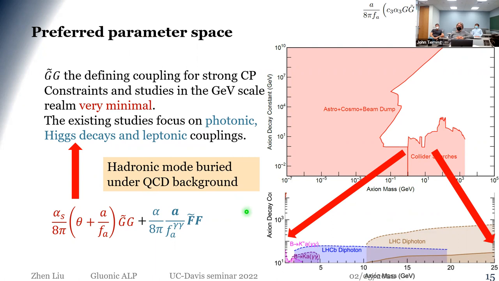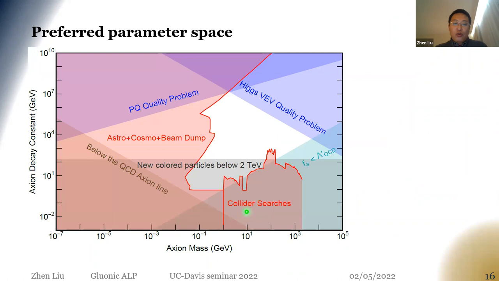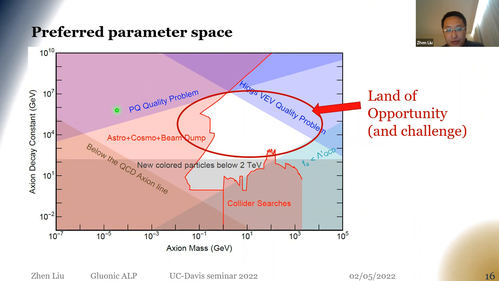We motivated the region. We made a connection to the strong CP puzzle. We even tried to make a connection to the quality problem, but it seems impossible to search, and the current searches are all very ineffective. So we identify again this land of theory opportunities shrinking to this land of particle physics search opportunities and challenges, and we want to see how we can conquer this region. This leads to the phenomenological explorations of the hunt for the gluonic ALP.